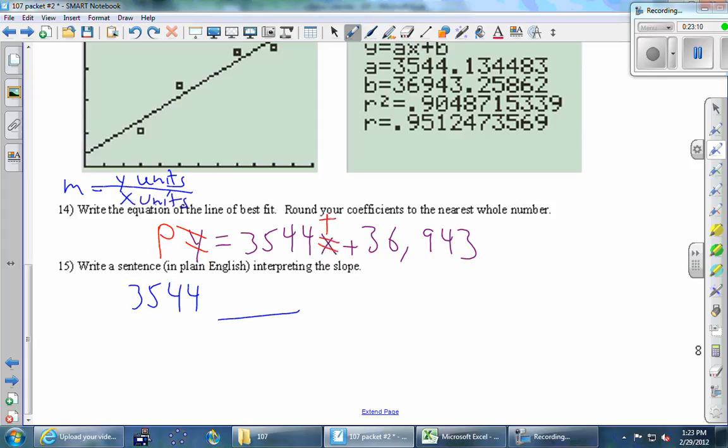All right, we don't really have y, we have p. So what were the units for p? It was people. So this is people. And then on the bottom go x units, but it's not really x, it's t. What was t measured in? Years.